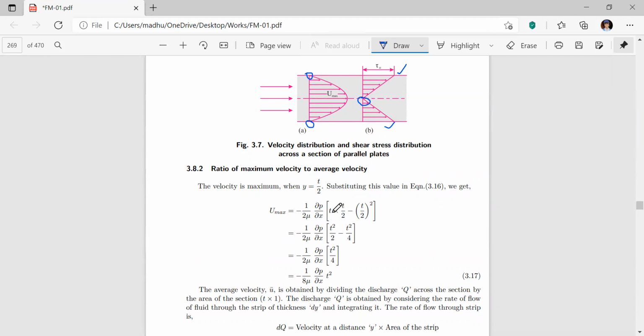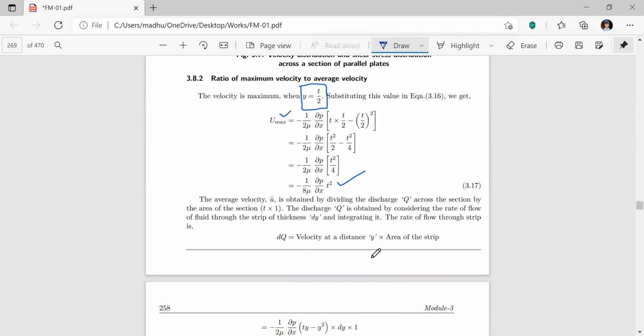Now, in continuation of the same derivation, we will have the equation for maximum velocity. We know that maximum velocity occurs at the center. Therefore, at the center, what is the value of y? This is the direction of y. y will be half of the gap, that is t by 2. Substituting y equal to t by 2 in the above equation of u, you will get this equation: u max equals 1 by 8 mu dp by dx into t square. This is the maximum velocity, applicable only at the center of the two parallel plates, that is at t by 2.